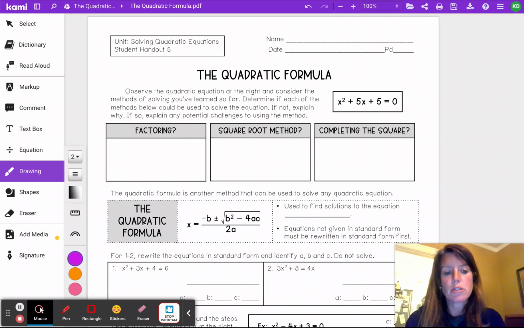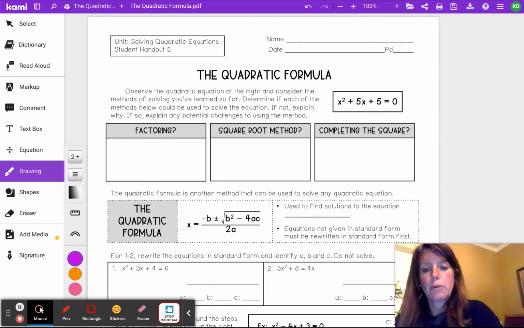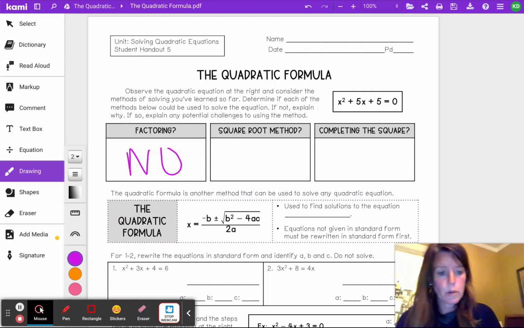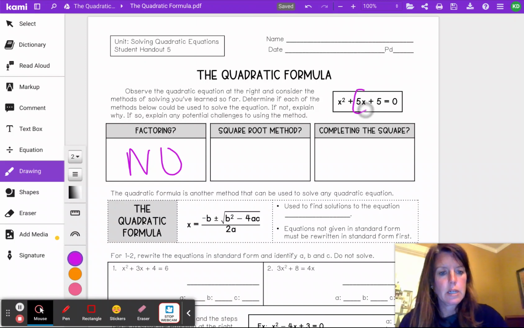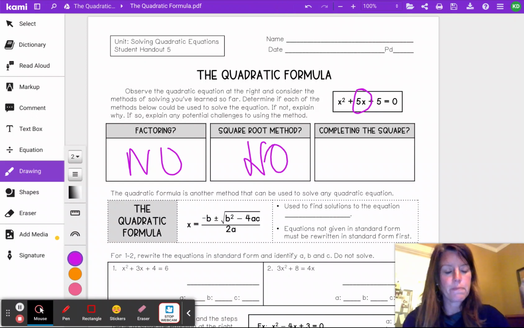Okay, so let's look at this first equation. X squared plus 5x plus 5. Can we factor that? Looking at factors of 5, they're only just 5 and 1, and 5 and 1 does not get us to a sum of 5. So, no. Square root method. Can we use square root method? No, because of this bx term. So that's a no.